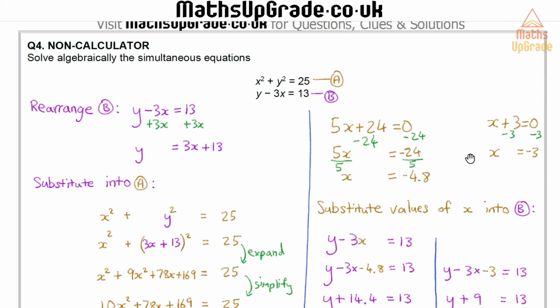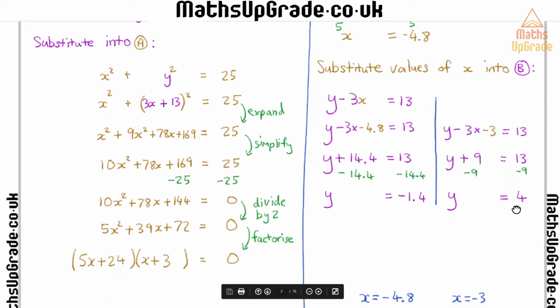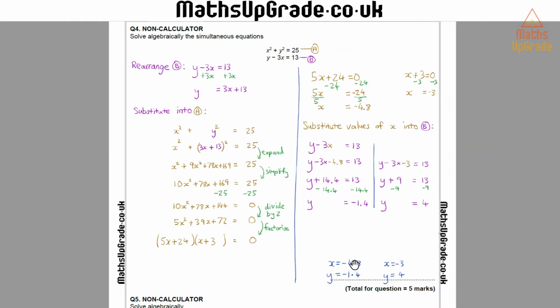What I need to do now to finish off this question is substitute each value of x into one of these equations here. The easiest equation here is the bottom one. So substitute each of these values in turn into this bottom equation to get the corresponding values of y. And that's what I've done here. So the answers are y equals negative 1.4 and y equals 4. I'm just going to pair those up with the corresponding values of x when I write on the answer line. So x equals negative 4.8 goes with y equals negative 1.4, so this side here, and x equals negative 3 goes with y equals 4. And the whole question there is worth 5 marks.